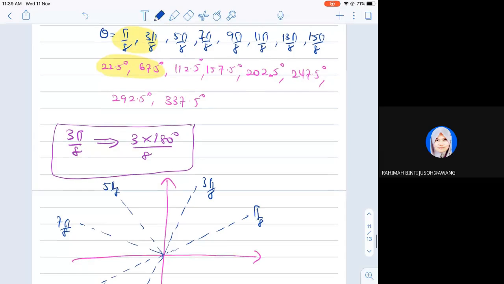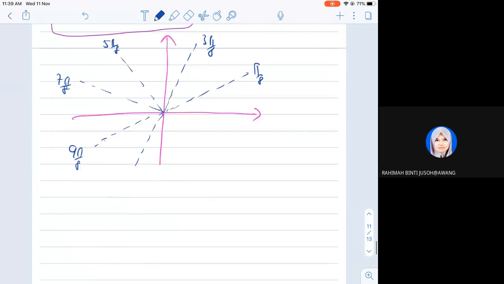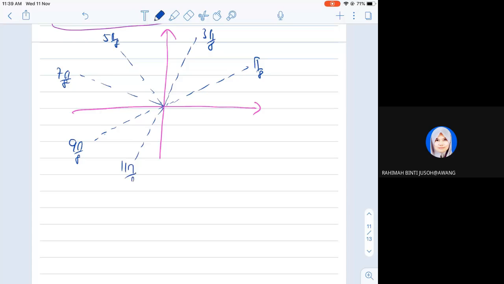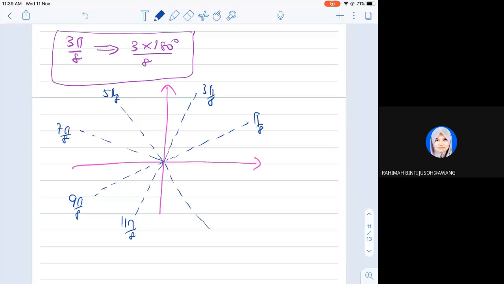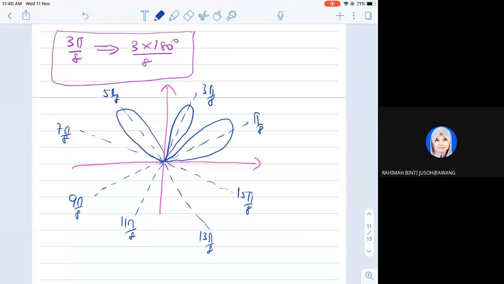Sebab 11 pi over 8 tu betul 247 darjah. So 11 pi over 8 should be here. And then 13 and 15. 13 pi over 8. Yang ni pula 15 pi over 8. So dengan bangganya, dengan gembiranya, you all buatlah macam ni. 1, 2, 3, 4, 5, 6, 7 and 8 petals. Dah siap.